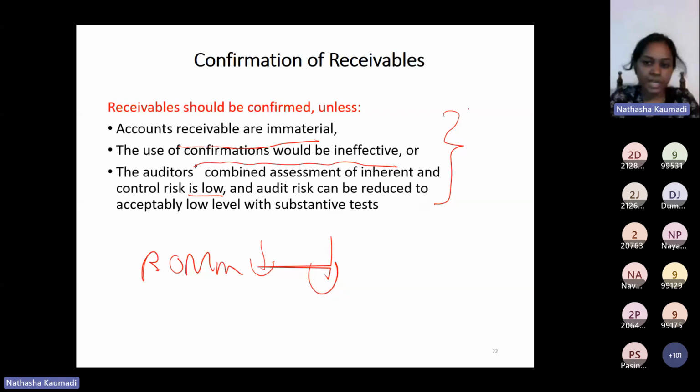So in these three situations, remember that these are the situations where you don't have to call debtor confirmations. You are not required to call confirmation. But still, if you really want to call confirmation, you can go ahead, no problem.